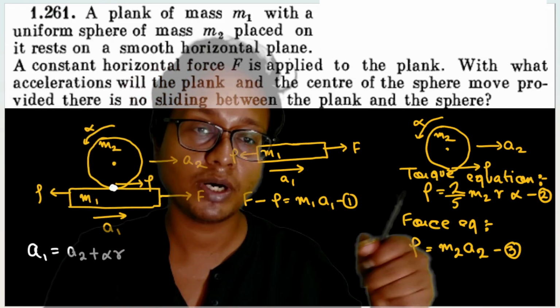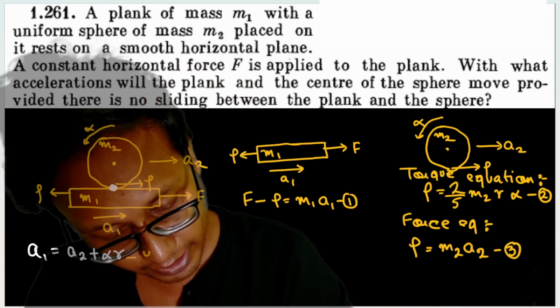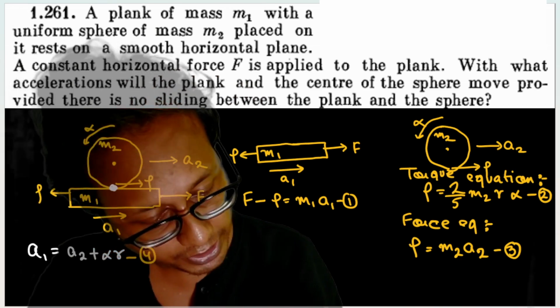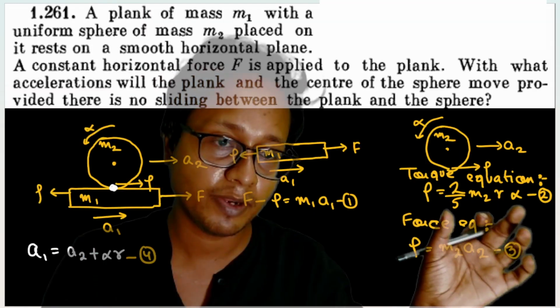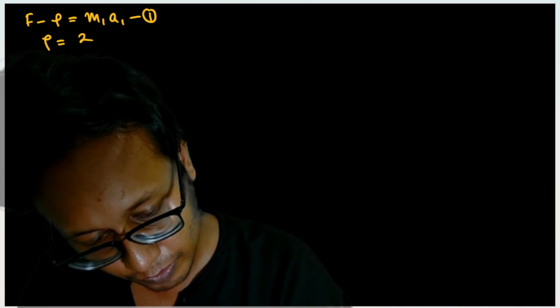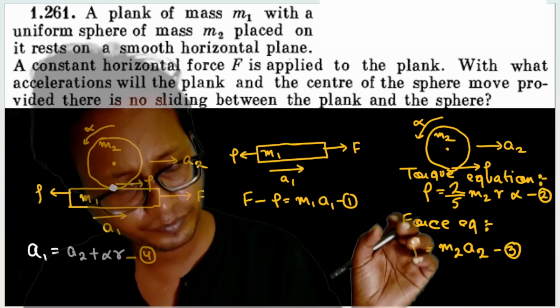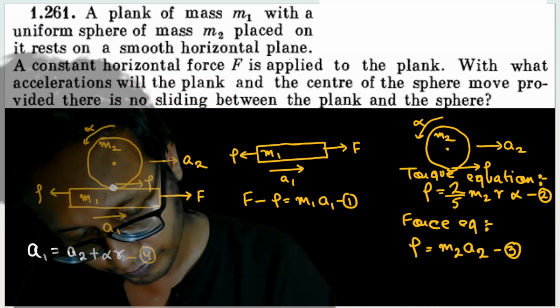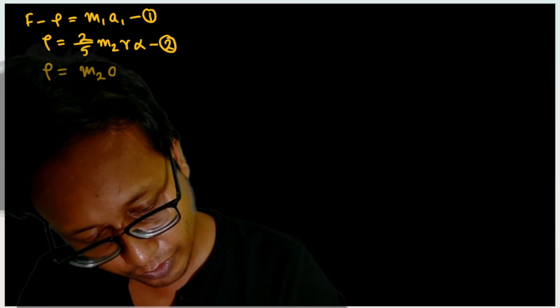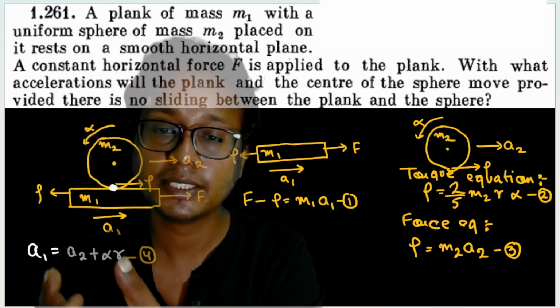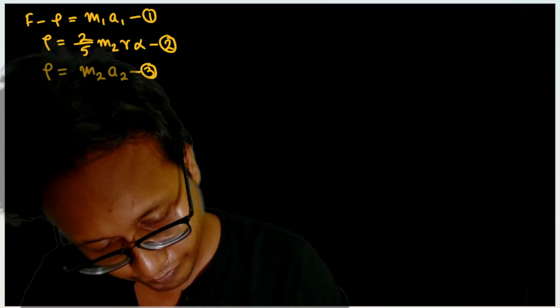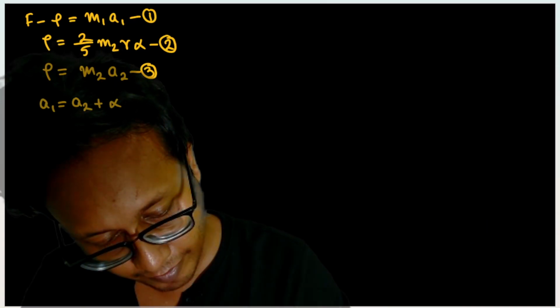So solving these 4 equations, 1, 2, 3 and 4, I'll get the value of a2 and a1. So let's solve these equations. My first equation is force minus friction force is equal to m1 a1. This is my equation number 1. My second equation is friction force is equal to 2 by 5 m2 r alpha. This is my equation number 2. My equation number 3 is friction force is equal to m2 a2. And my fourth equation is a1 is equal to a2 plus alpha r.